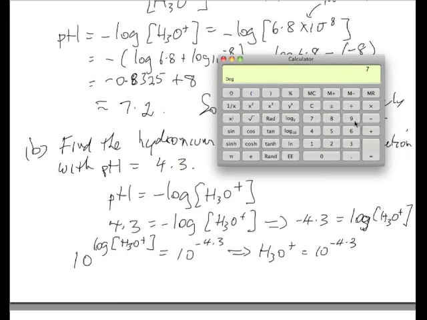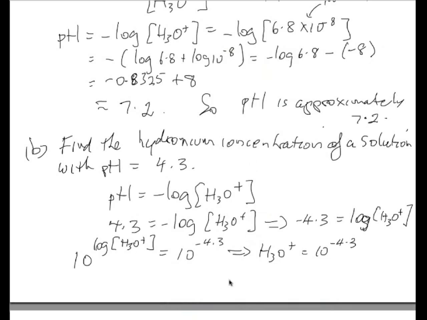So here's our calculator. Notice that we have y to the x here. So I'm going to put in 10, hit this one, and put 4.3, but negative, and then hit equals. Now notice we get 0.00005. So if I move the decimal place, I get 1, 2, 3, 4, 5. So it's about 5 times 10 to the minus 5. So the hydronium concentration is approximately 5 times 10 to the minus 5. And that's how we do those kinds of problems.